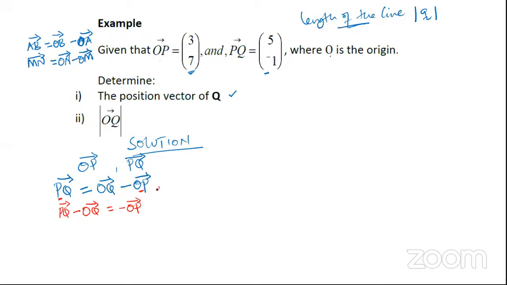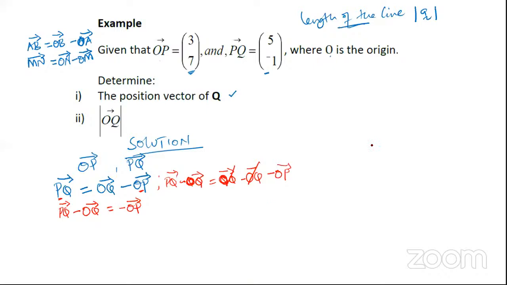What have we done? We have subtracted this one on both sides. PQ minus OQ is equal to OQ minus OQ minus OP, whereby these ones will subtract and you remain with this. Okay? I don't know if we are together. In case someone is lost somewhere, please raise your hand from this point.